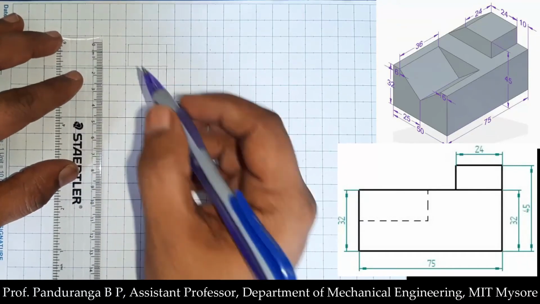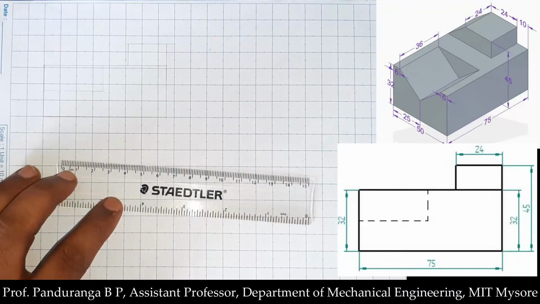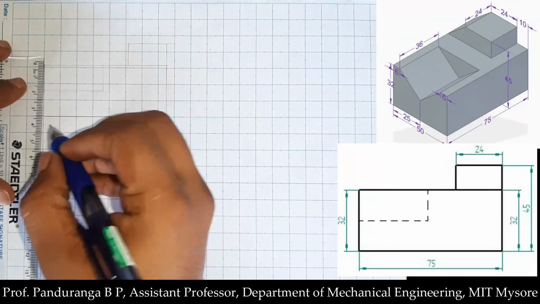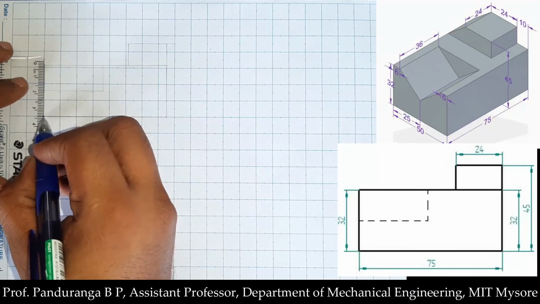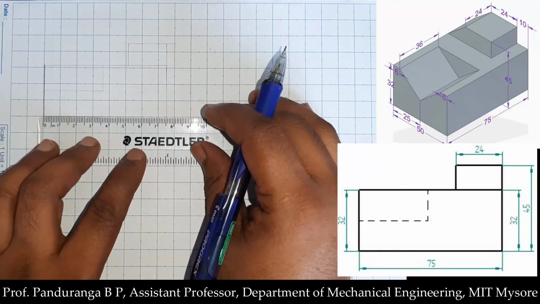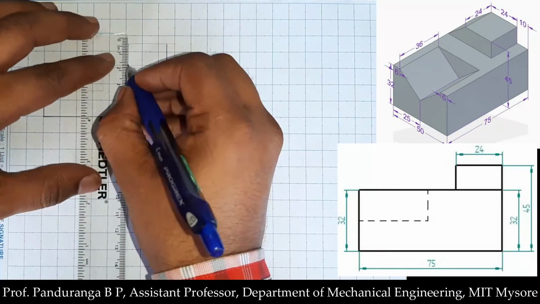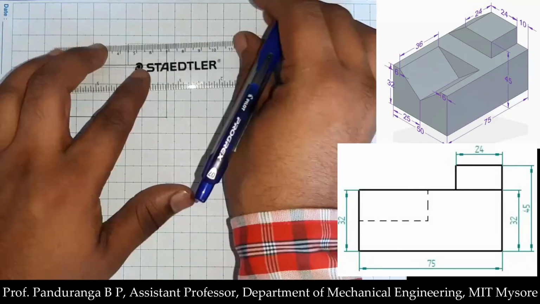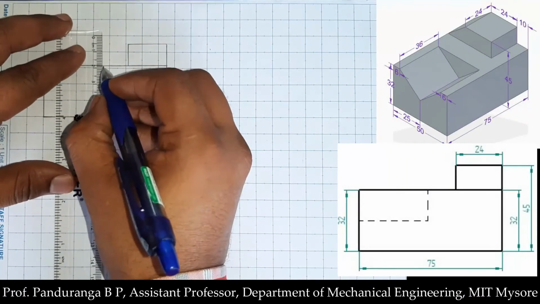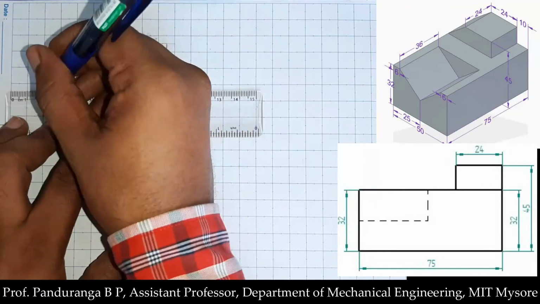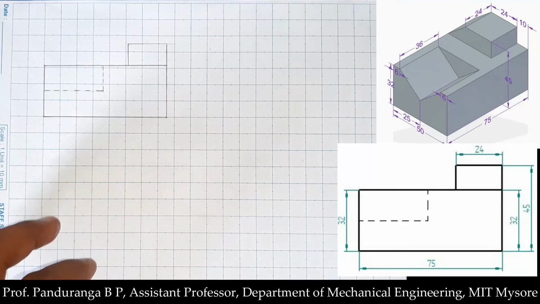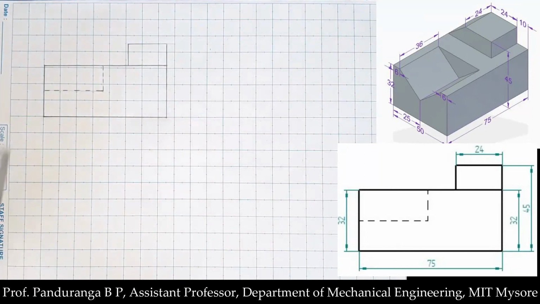This completes that line. Now I need to mark all the visible edges with solid thick line and the invisible edges with dotted thick line. The outermost edges are always visible. Now here we have hidden lines. So this completes the construction of the front view. Now we need to show the dimensions.